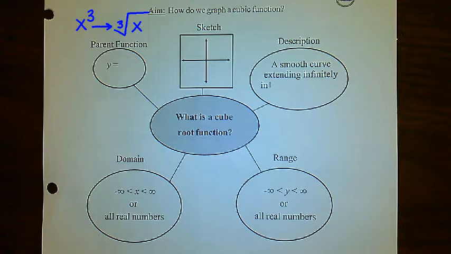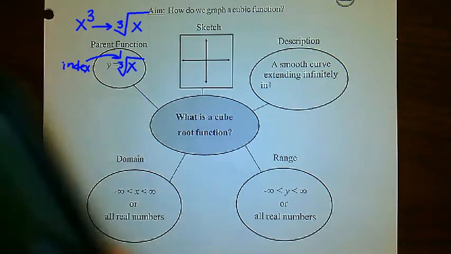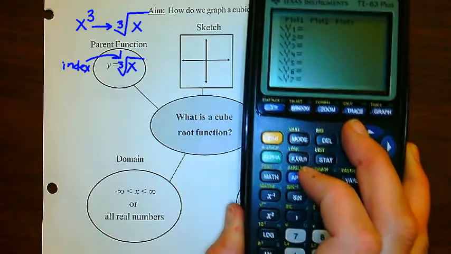The opposite of that would be a cube root. So our parent function is the cube root of x. This little guy right here we call the index. If there is no index written, that is assumed to be a square root. Again, please make sure you have your calculator out for this.